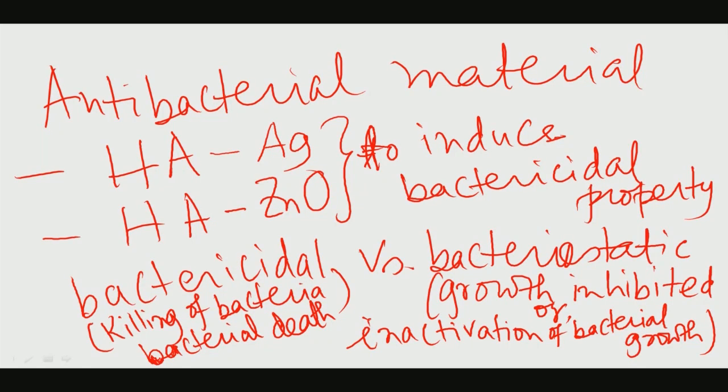Okay. So, these two things should be clear. Let me summarize these two terms. Bactericidal means bacterial death or killing of bacteria. Bacteriostatic means growth inhibited or inactivation of bacterial growth. That does not necessarily mean that if you have a bacteriostatic property it will kill all the bacteria. One of the examples of materials exhibiting bactericidal property are silver and zinc oxide containing materials.